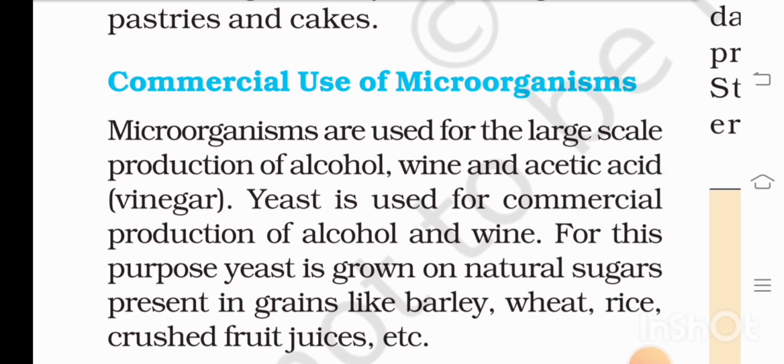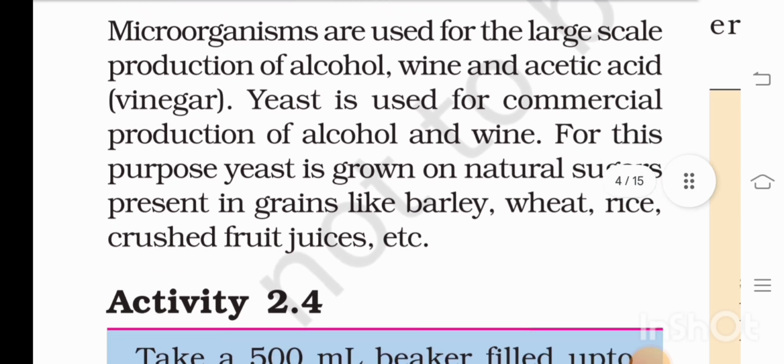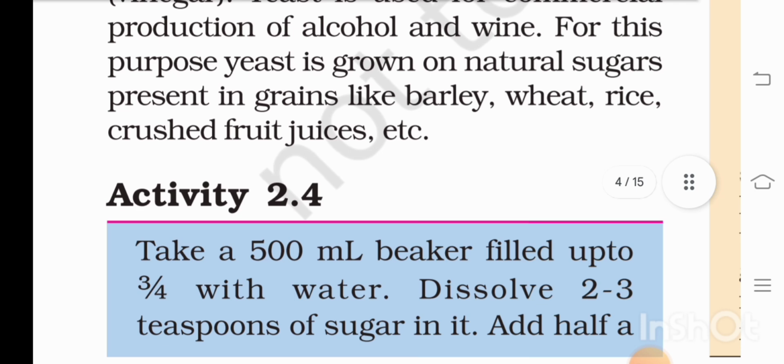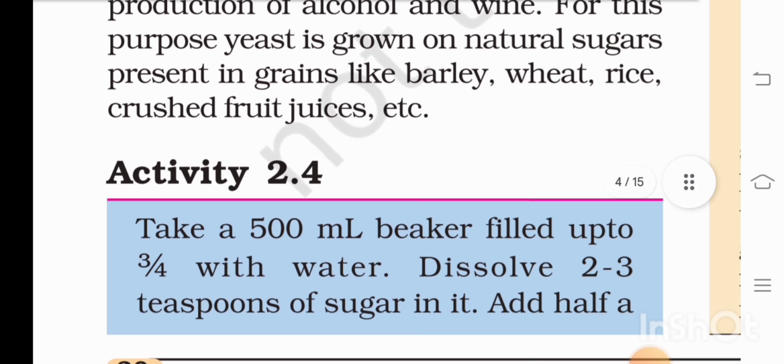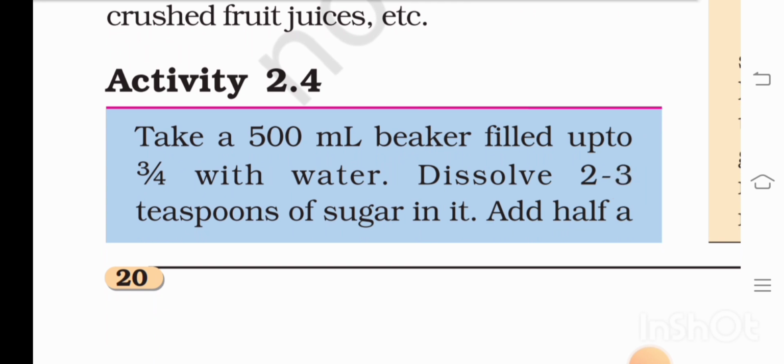Commercial use of microorganisms. Microorganisms are used for the large-scale production of alcohol, wines, acetic acid, and vinegar. Yeast is used for commercial production of alcohol and wine. For this purpose, yeast is grown on natural sugars present in grains like barley, wheat, rice, crushed fruit juice, etc. Take a 500 milliliter beaker filled up to three-fourths with water. Dissolve three teaspoons of sugar in it.